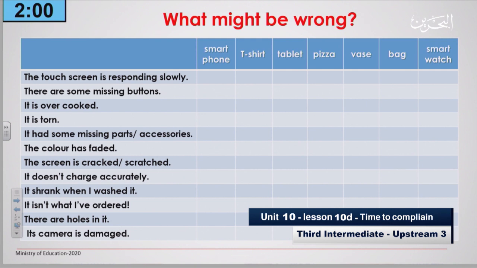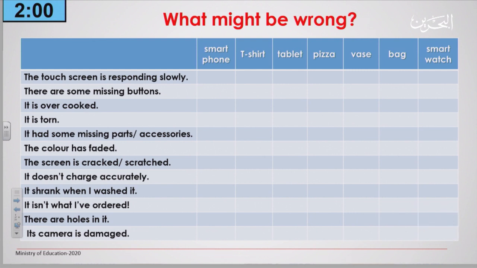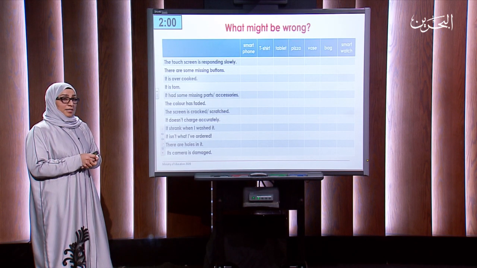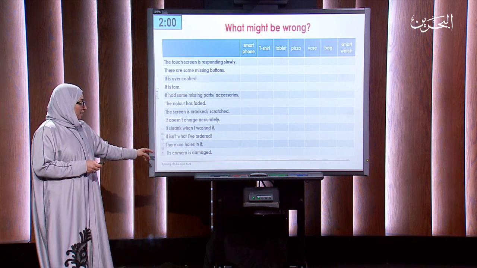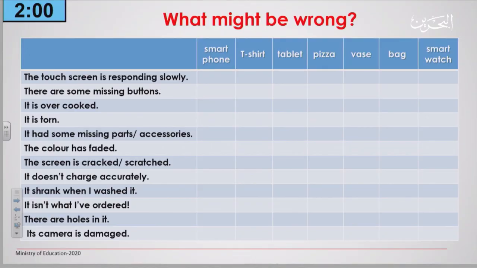And let's go through the faults together. The touch screen is responding slowly. There are some missing buttons. It's overcooked. It's torn. It has some missing parts, accessories. The color has faded. The screen is cracked or scratched. It doesn't charge accurately. It shrank when I washed it. It isn't what I ordered. There are holes in it. Its camera is damaged.